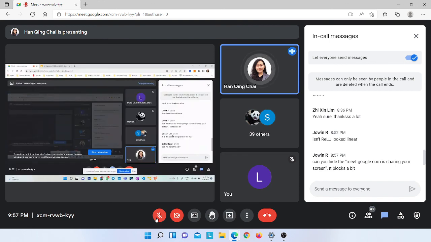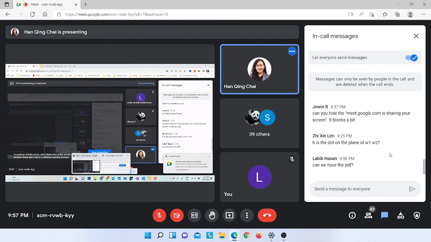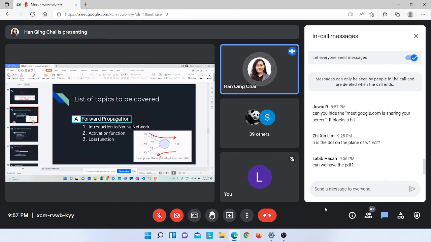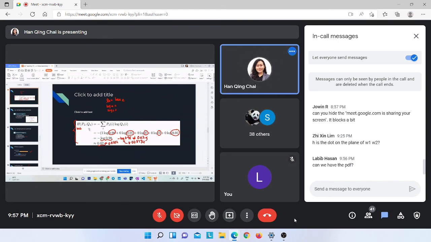And H is the dot on the plane of W1, W2. Yeah, actually, there's an explanation there. I forgot where I missed it. So the H is actually this thing, right? The loss part. So actually, the H is more like, to say it better, maybe a prediction of the loss. So it's actually the vertical part.